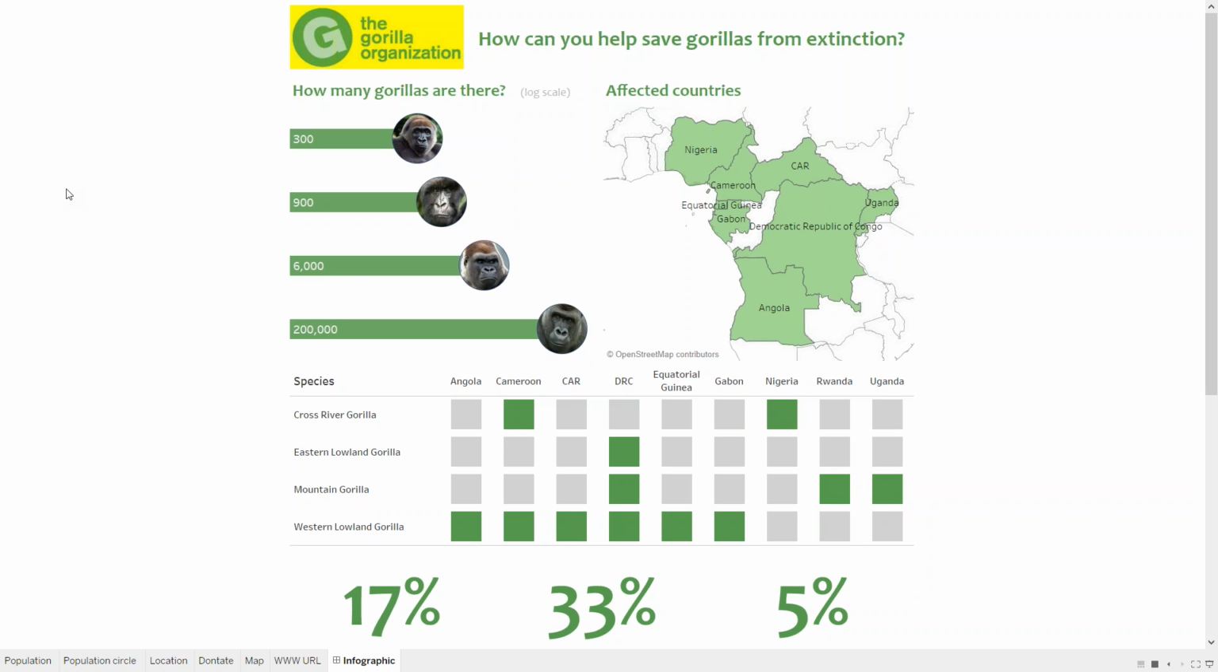Yeah, so the gorilla organization is a London-based charity. They work on conservation of gorilla population in a number of countries across Africa. So I just pulled some basic stats from their site in terms of numbers of different types of gorillas and the different countries where they're in. I didn't have the populations per country, so I couldn't really format that, but you just get an idea of where they are at least.